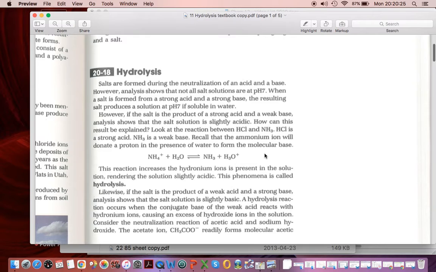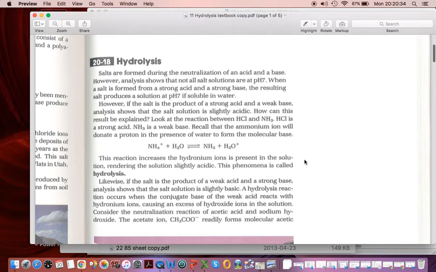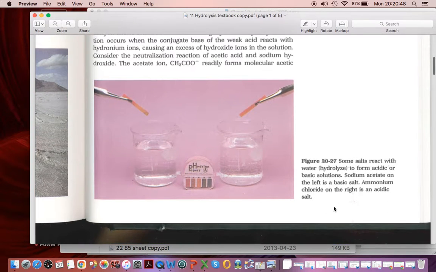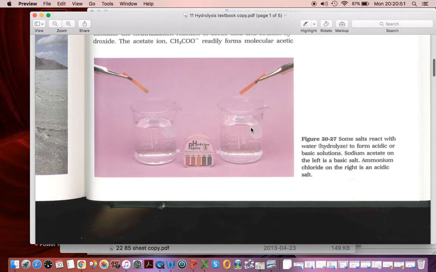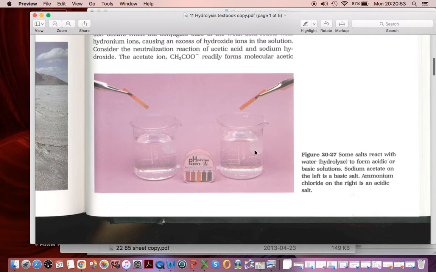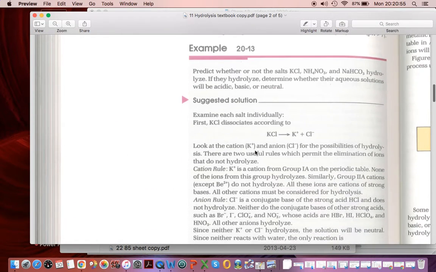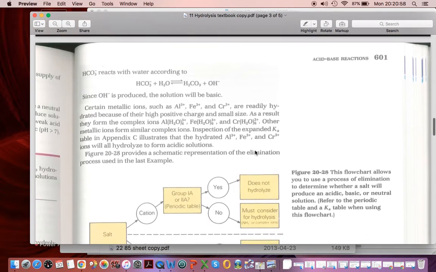So hydrolysis, we're talking about a reaction of a compound with water, and it's either going to produce an acidic or basic or a neutral solution. The example is showing NH4+ reacting with water, hydrolyzing the water, and it forms NH3 and H3O+. So NH4+ is acting as an acid. And we can tell that empirically by using pH indicator paper. And there are all kinds of fun calculations with it.